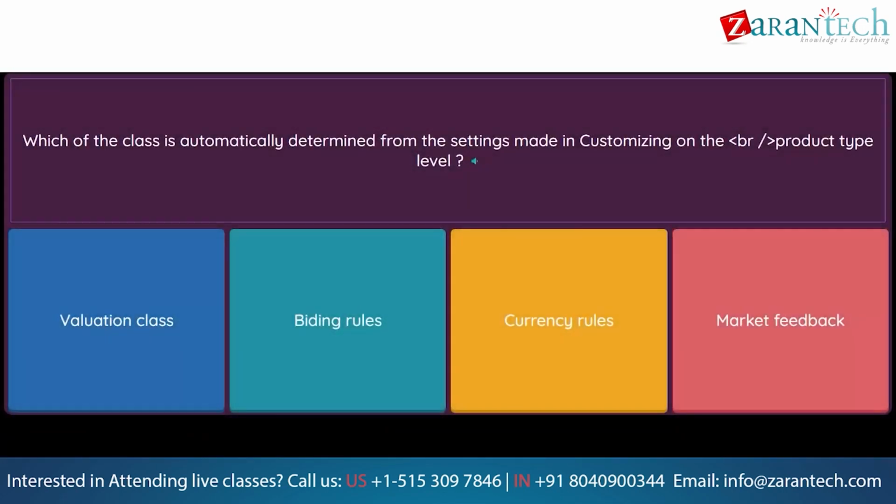Question, which of the class is automatically determined from the settings made in customizing on the product type level? Option 1 valuation class. Option 2 bidding rules. Option 3 currency rules. Option 4 market feedback.